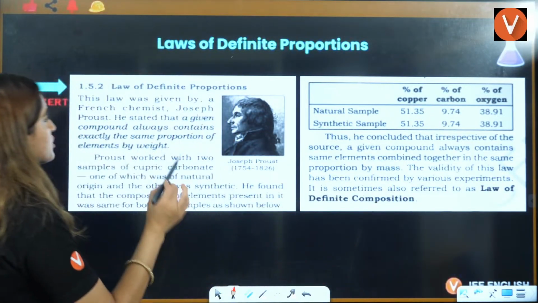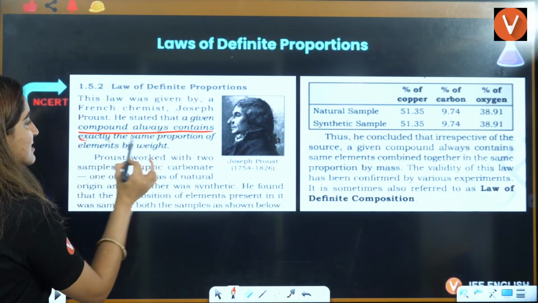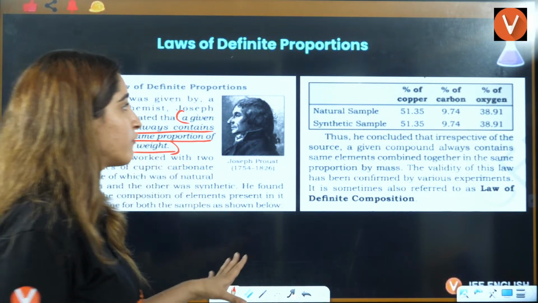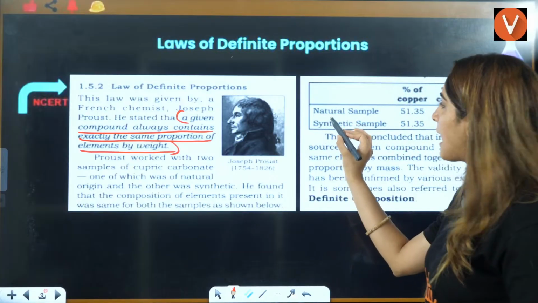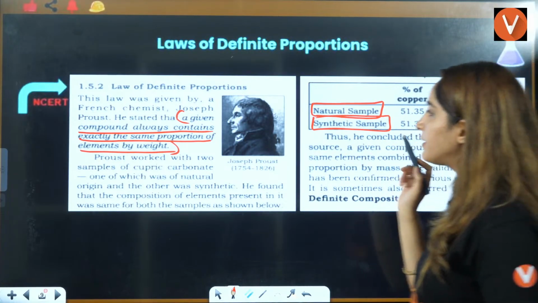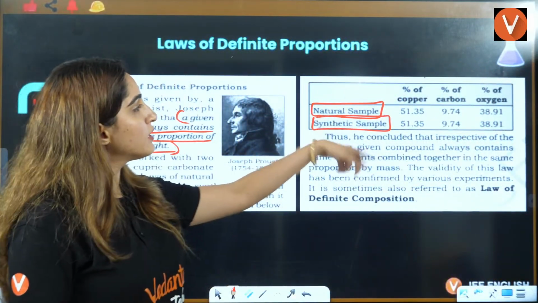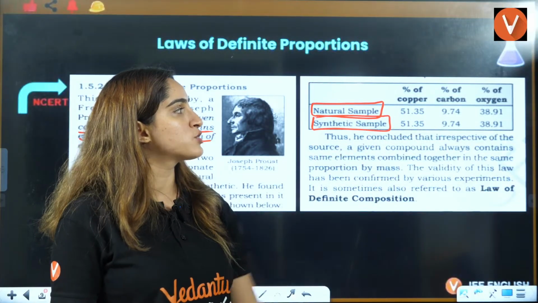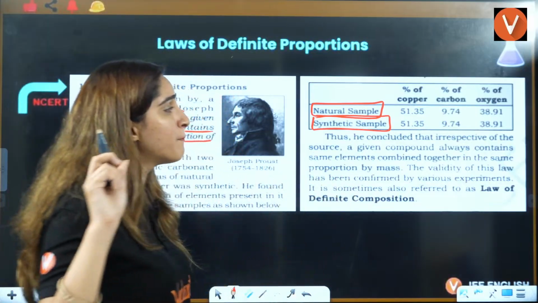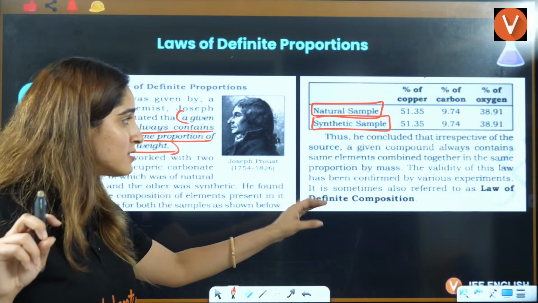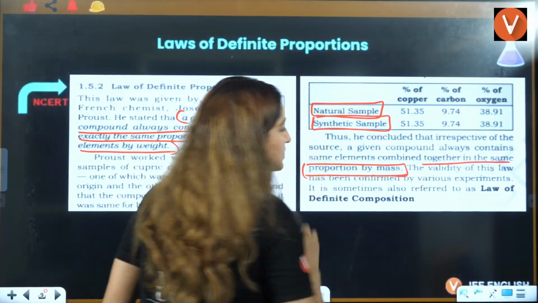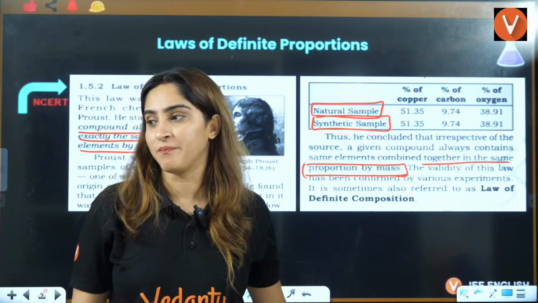Now let's talk about the next thing, this is from your NCERT. You can see the same definition here. A compound always contains exactly the same proportion of elements by weight. Always and always they will contain the same proportion by weight. Now there was a natural sample of copper carbonate and a synthetic sample, and they contained the same percentage of copper, carbon, and oxygen. He concluded that irrespective of the source, a given compound always contains the same elements combined together in the same proportion by mass. Because the number of atoms is the same, the mass is the same.